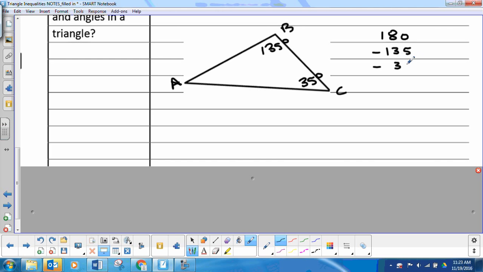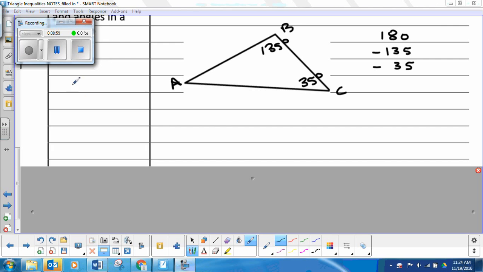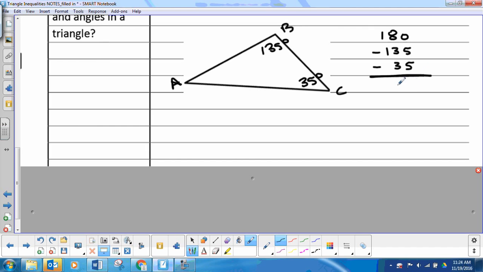Trust me, the SOL gods are asking you to determine what that third angle is going to be. So as we often say, if we know the total sum of the angles is 180, we could subtract the two values that we know to determine what the last unknown angle is. And in this case, 180 minus 135 minus 35 is equal to 10, or 10 degrees. So I'm going to write that in here.